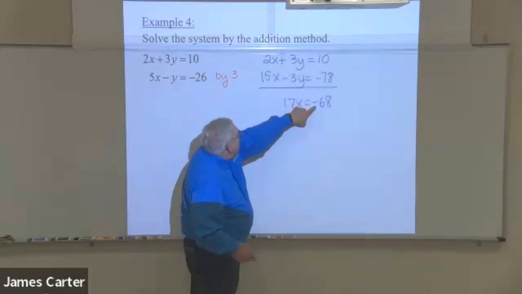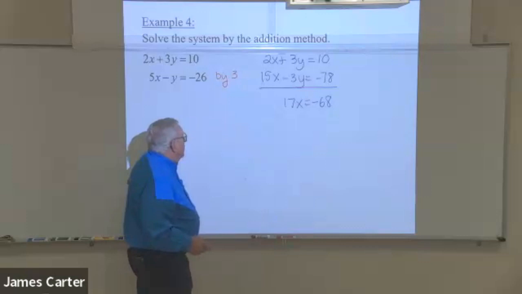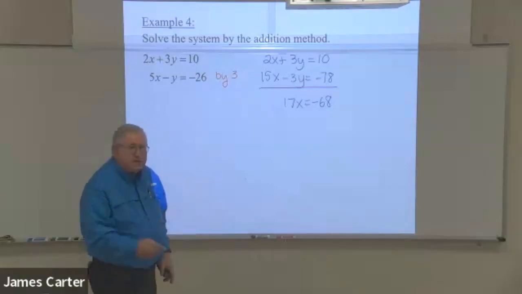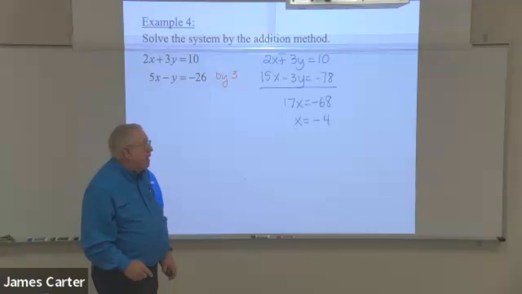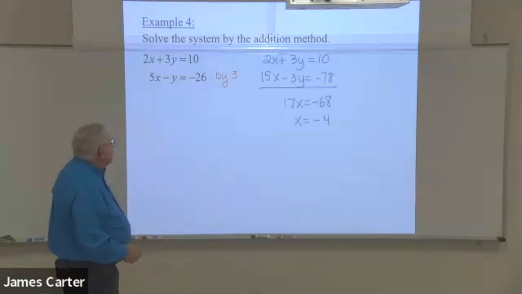17x = -68. Well, very conveniently, 17 goes into 68 exactly -4 times. So that is our x value of our ordered pair.